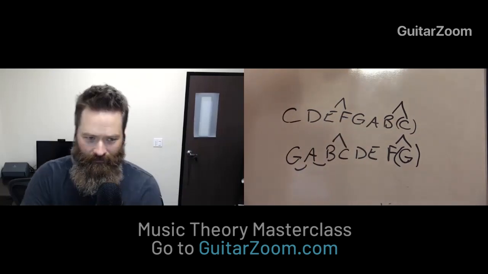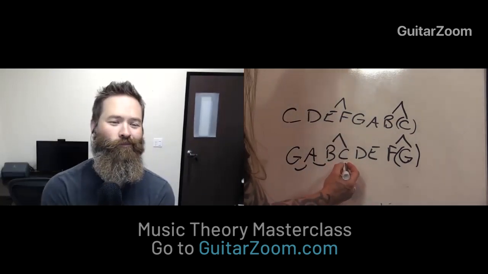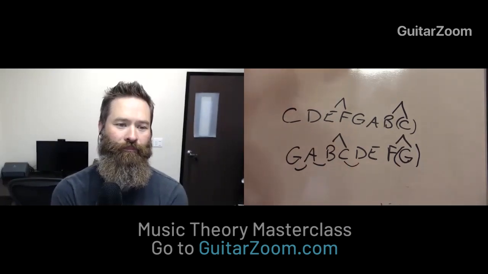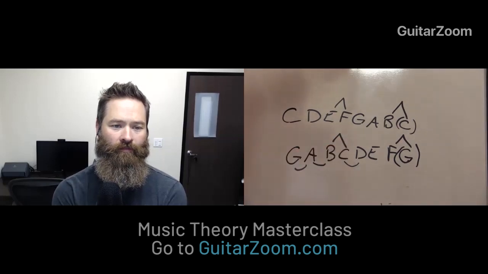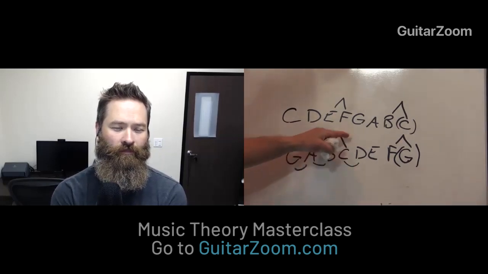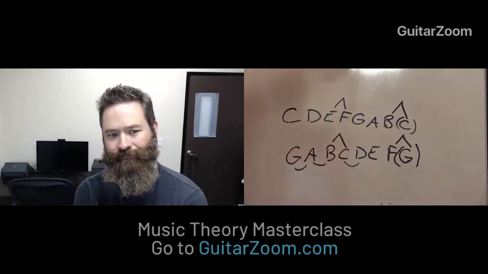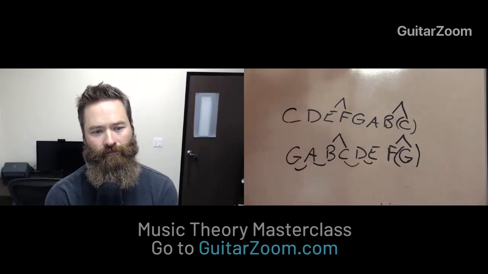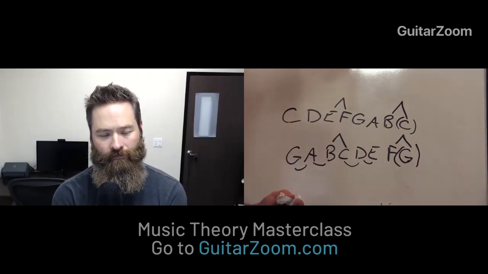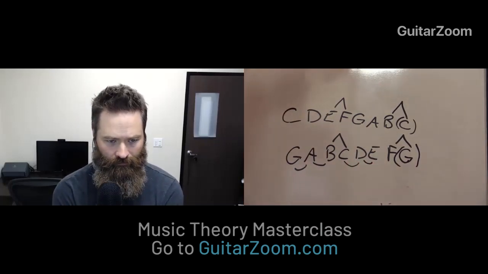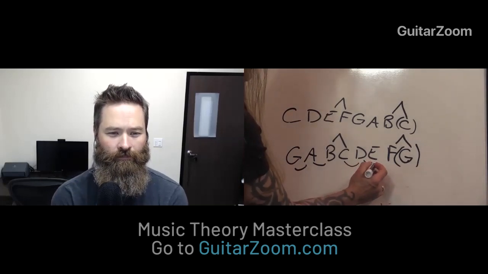But if we look at the next one, C to D, is that a whole step like we want it to be? It's supposed to be a whole step. Is it a whole step? And the answer is yes, because there's a C sharp. So C to C sharp is a half, C sharp to D is a half, so that's a whole. D to E, is that a whole step like we want it to be? Yes, it is, because it has a D sharp. Hopefully you're catching on. Now watch this.